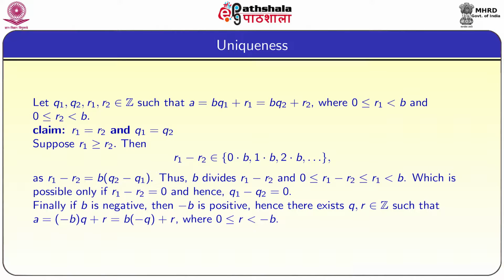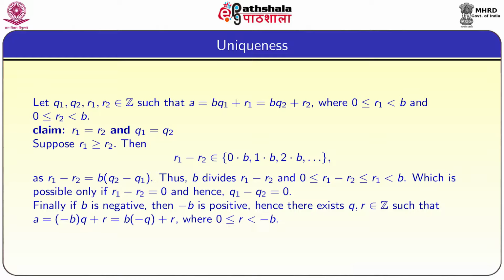So, now we have to prove uniqueness. Let q1, q2, r1, r2 belong to Z, and we are assuming that a can be represented in two ways. One is a equal to bq1 plus r1 and the other is a equal to bq2 plus r2, where 0 is less than or equal to r1 less than b and 0 is less than or equal to r2 less than b. We have to prove that r1 equal to r2, then that automatically follows q1 is equal to q2.